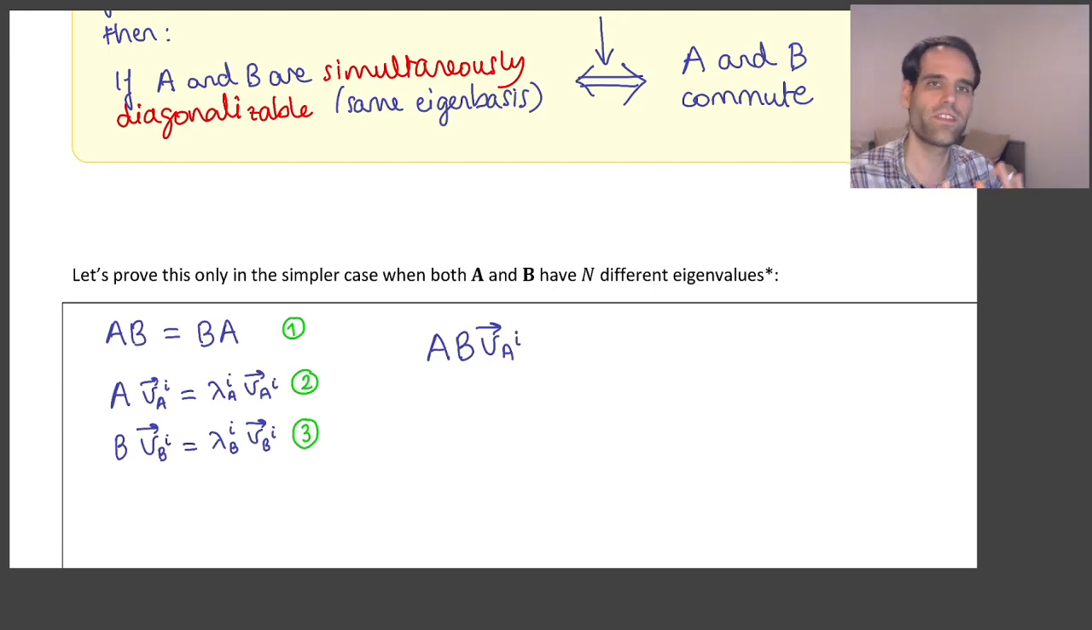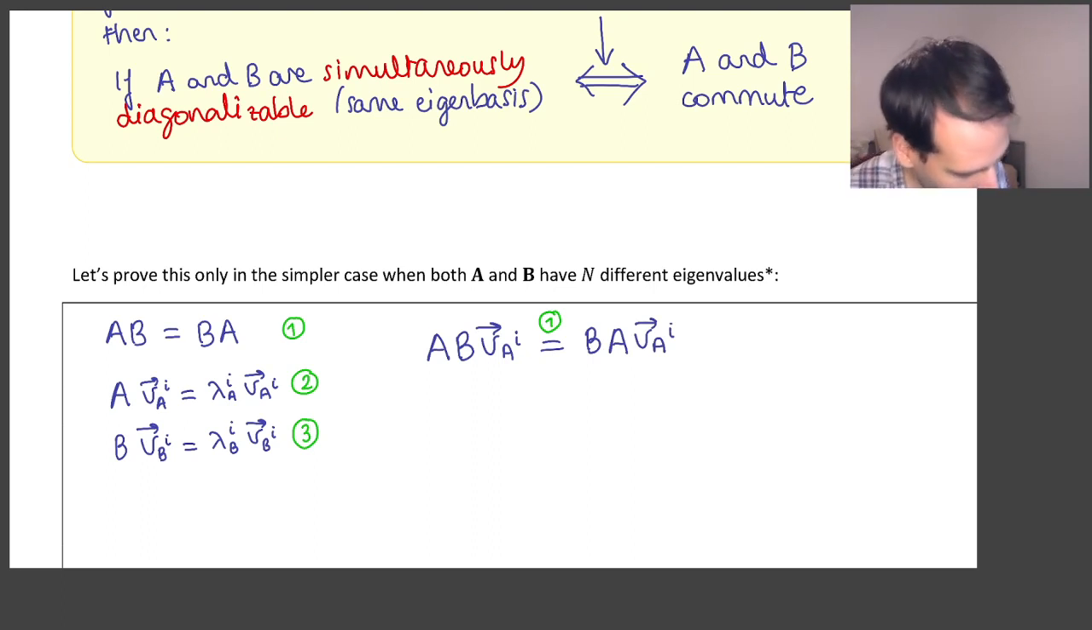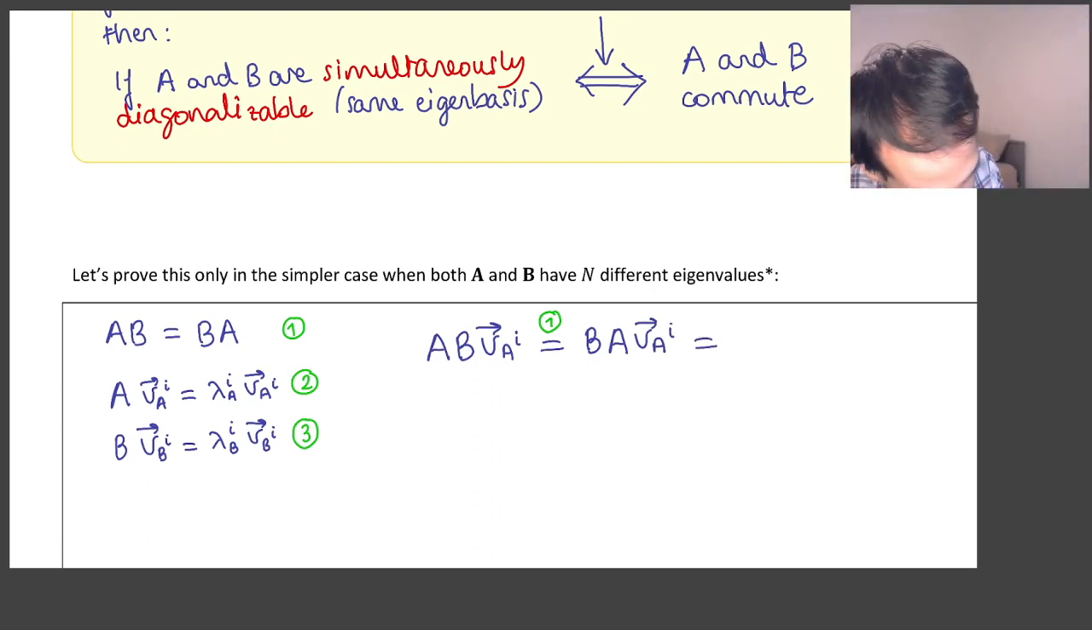Okay, I start with this expression. Now I apply our first assumption, number 1, that the matrices commute. So this is equal to B times A times the eigenvector of matrix A. Now I apply our assumption number 2, which is the definition of eigenvectors for matrix A.